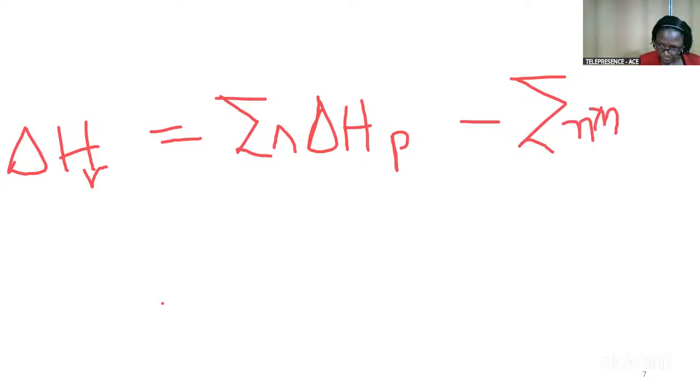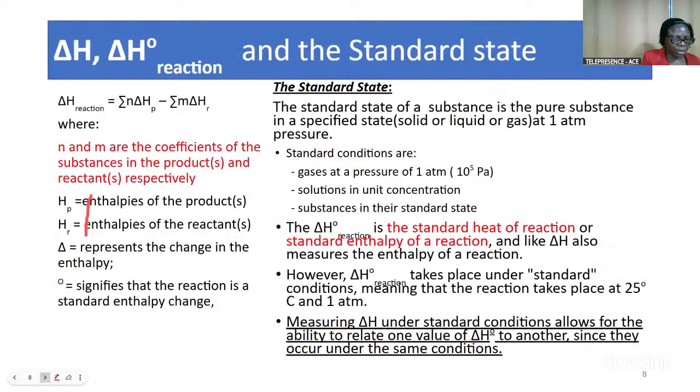Delta H of reactants. Sorry, I will get used to this, but let me just go back to where the equation is so as not to waste our time. So this is what you have for the reactants and for the products, similar to what we did for entropy and for the free energy.